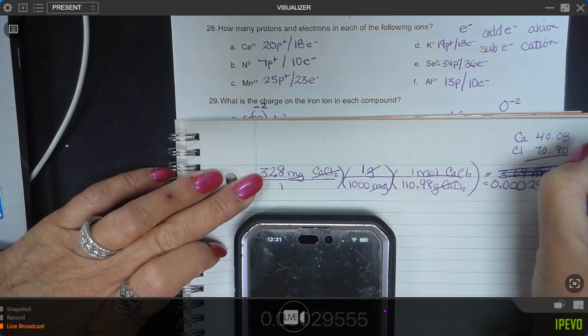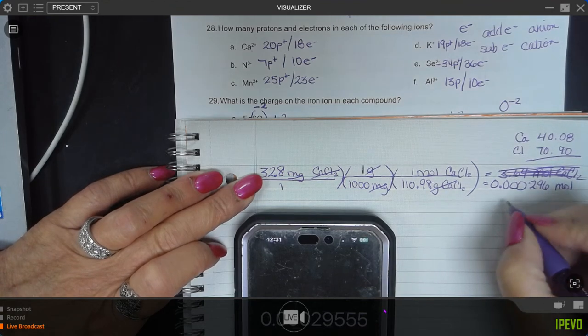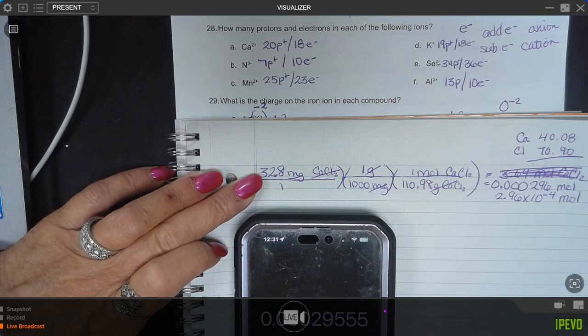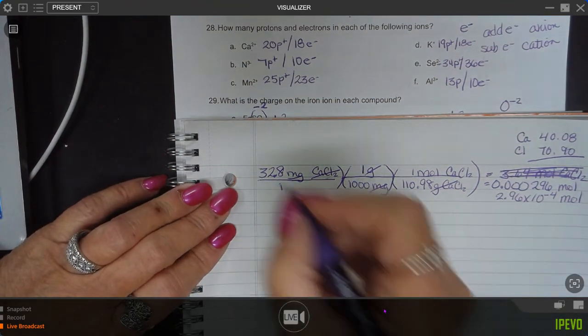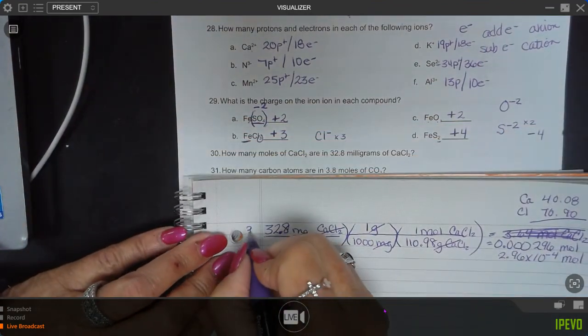0.0009296 moles. All right, and if I want to write that in scientific notation, 1, 2, 3, 4, I would have 2.96 times 10 to the negative 4th moles. All right, I need to pay more attention before I confuse you guys. All right, that was number 30.